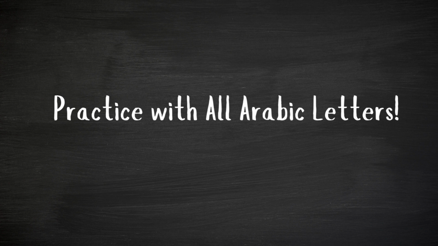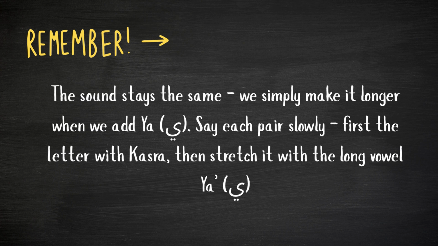Now let's practice all the Arabic letters with the short and long vowel. Remember, the sound stays the same. We simply make it longer when we add Ya. Say each pair slowly. First the letter with Kasra, then stretch it with the long vowel Ya.